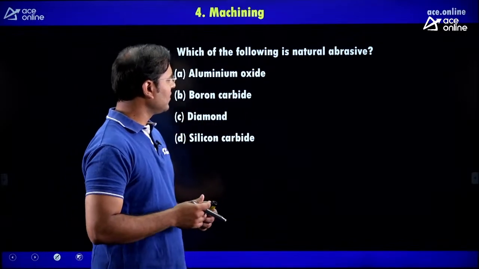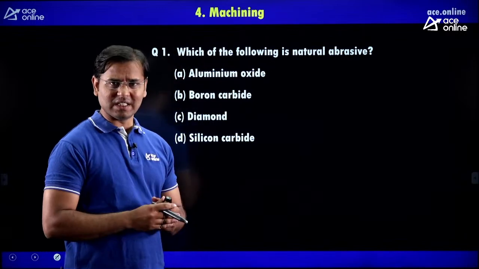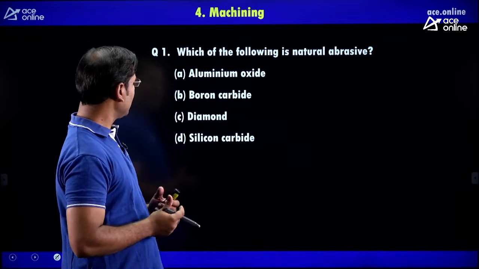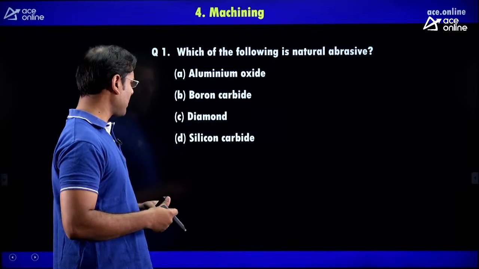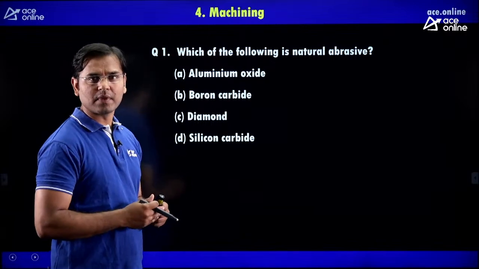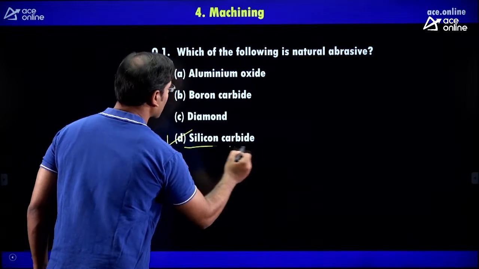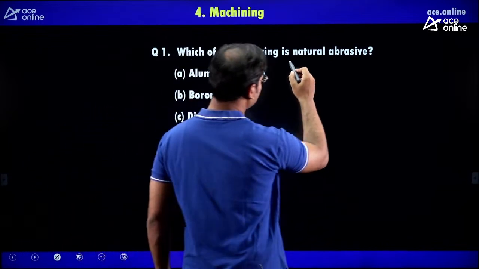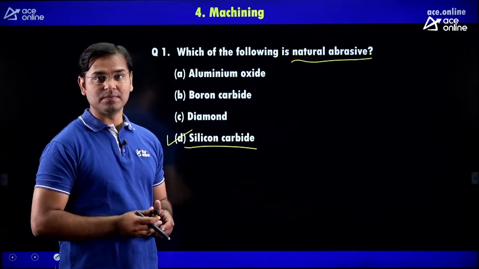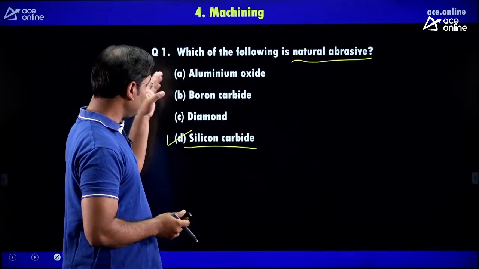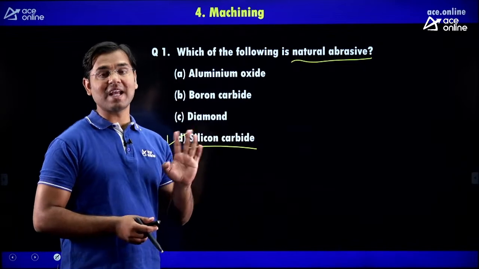Which of the following is a natural abrasive? In the grinding machine, we are using these four types of abrasives: aluminum oxide, boron carbide, diamond, and silicon carbide. Out of that, option D, silicon carbide, is the natural abrasive. The remaining three, aluminum oxide, boron carbide, and diamond, are not natural.